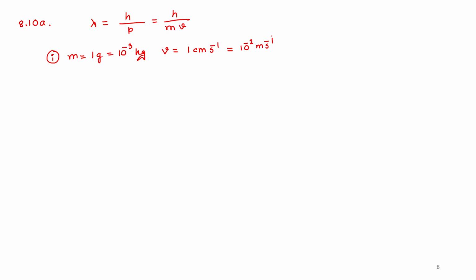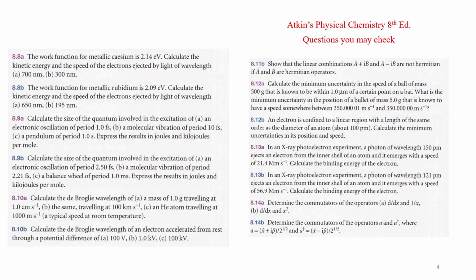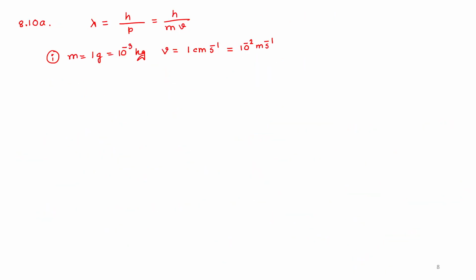It is always better to go to SI units for this kind of question. And we all know what h is. So what will be the lambda? 6.626 into 10 to the power minus 34 joule second divided by 10 to the power minus 3 kilograms times 10 to the power minus 2 meters per second.